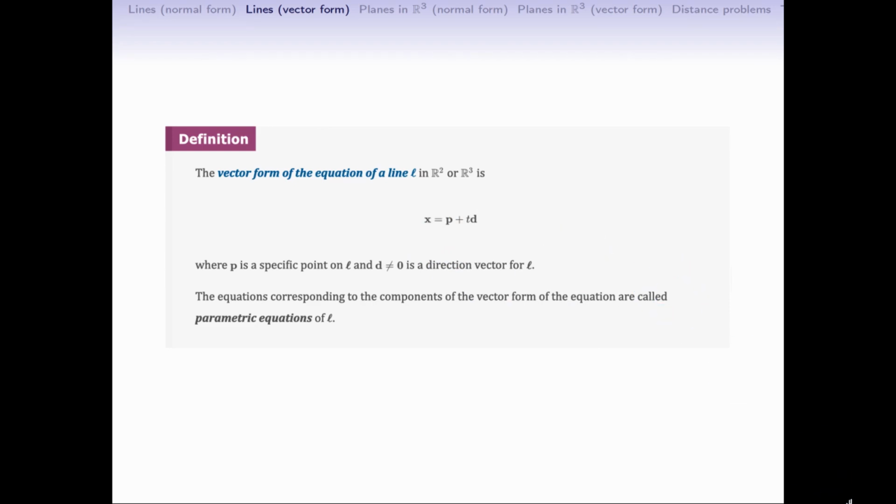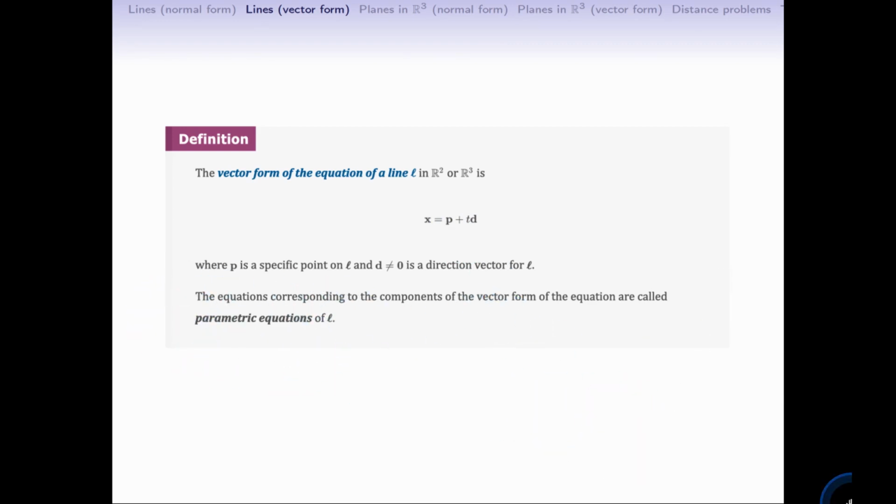And so remember that p is a specific point on the line and d is a non-zero vector, which is the direction vector, or the direction of the line. Now the equations corresponding to the components of the vector form of the equation are called the parametric equations of the line. So the thing to remember here is that this value of t is a scalar quantity. It's any real number that I want, and as I sweep through all those values of t, I'm going to sweep out the line. And so this is the underlying parameter for the parametric equations.